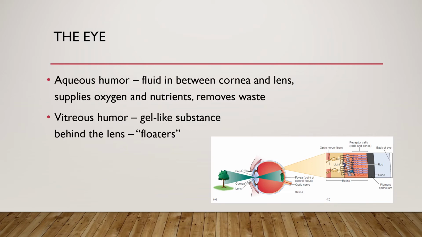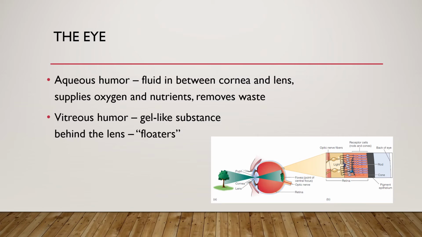Additional parts of the eye include the aqueous humor. Between the cornea and the lens, there is this fluid that is supplying oxygen and nutrients and also removing waste. We can also keep that healthy. My understanding or memory is omega-3s and vitamin C, as that is really providing nutrients to the cornea and lens, which we want to do.